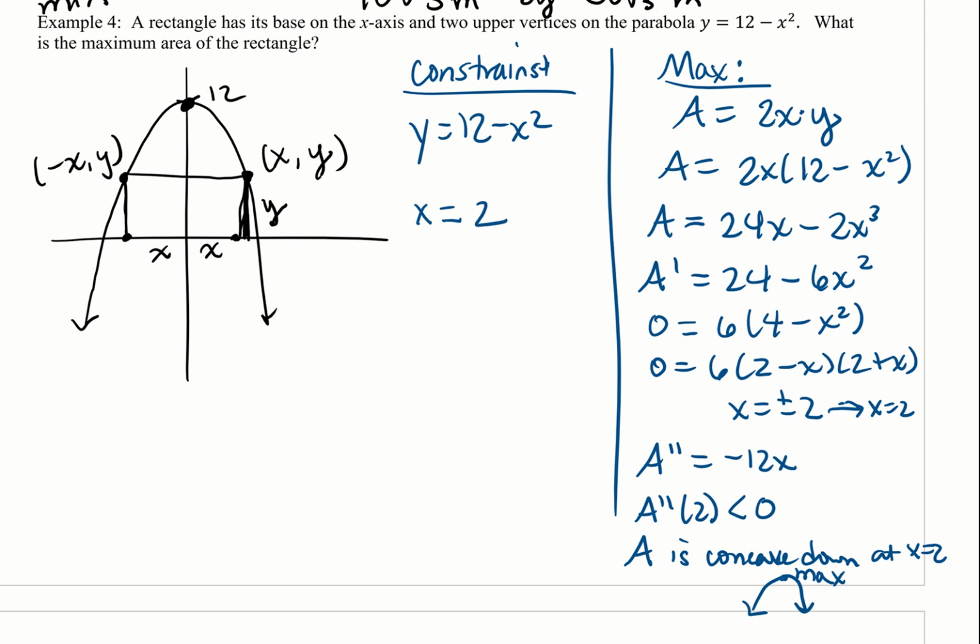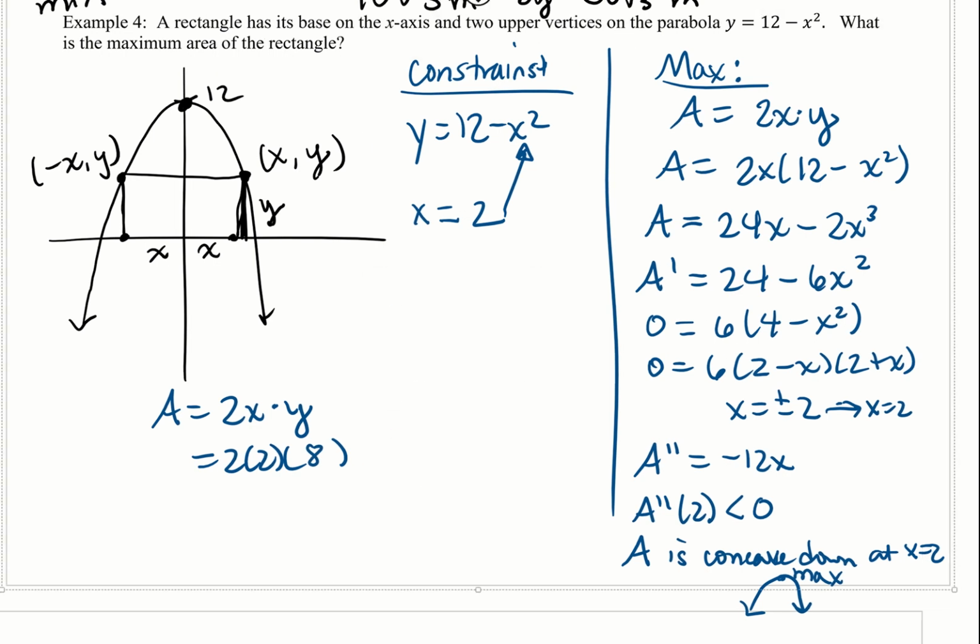To find the max area, as a reminder, area is 2 times x times y. So that would be 2 times 2 for x. And then to find y, I can go ahead and plug in a 2. So this would be 12 minus 4, which is 8. And my max area here is 32 square units. They didn't give me any units, so I could just write 32 if I want.